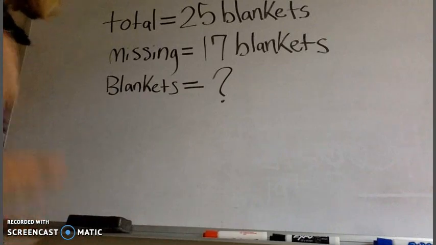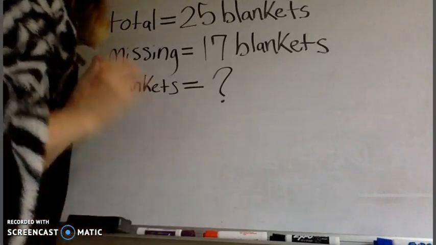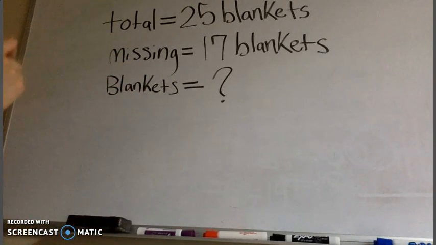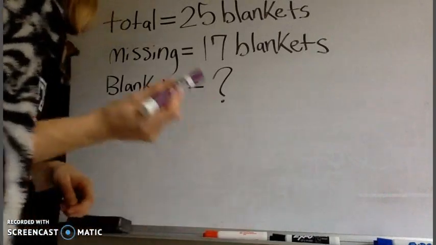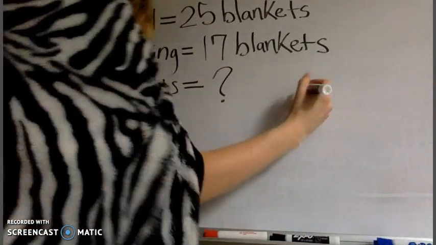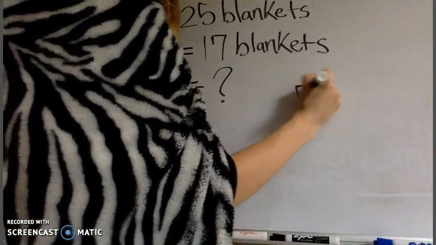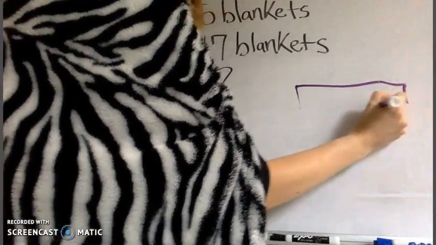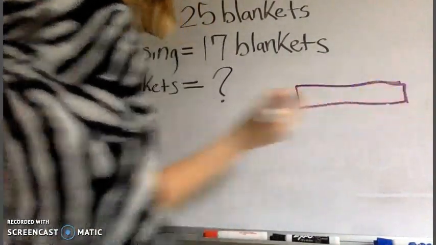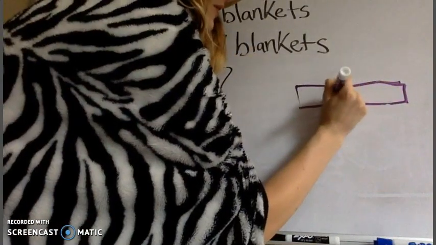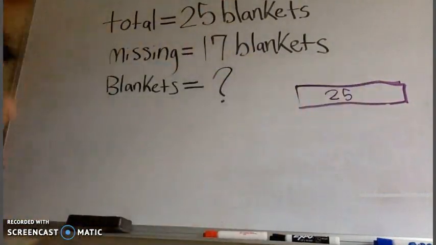Okay, so switching back to my dry erase board, we had a total of 25 blankets at the beginning of the school day. So I'm going to put that in purple. So I'm going to break this down just like I did before. So I'm going to draw my pretty purple rectangle. Ugh, not that straight. And put 25 because I know I had a total of 25 blankets at the beginning of the day.